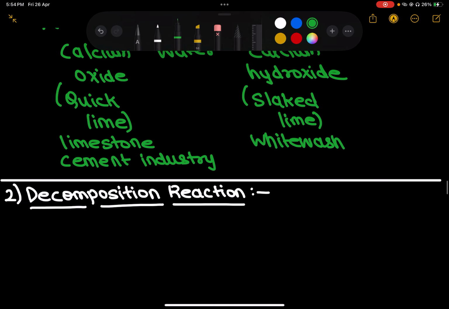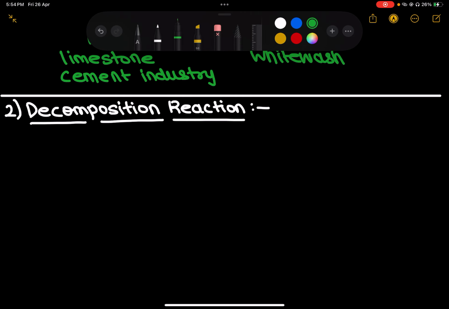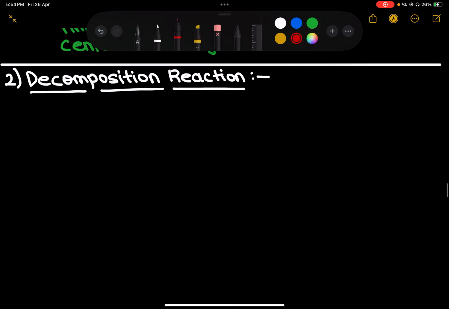Anyways, moving on, next is decomposition reaction. Okay, in decomposition reaction, it is the exact opposite of a combination reaction.